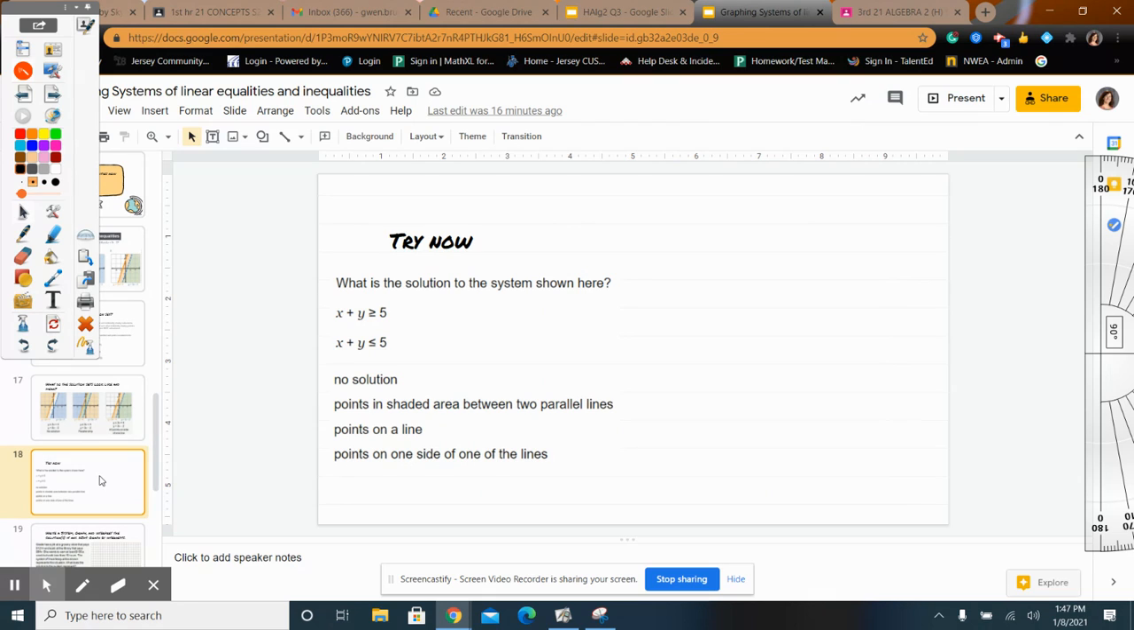So let's try this. What is the solution to this system? x plus y is greater than or equal to 5 and less than or equal to 5. Well, let's just use our brain for a minute. These equations look the same. The only thing different is this sign here. So what could be true? Well, can you be greater than and less than at the same time? No, but you can be equal to. So if I graph these, one's going to be shaded above, one's going to be shaded below. It's going to be the same line, but it will be solid. So actually, the only thing true will be the points on the line.